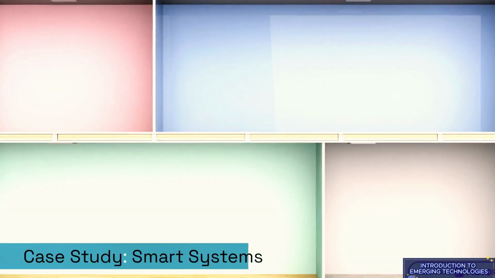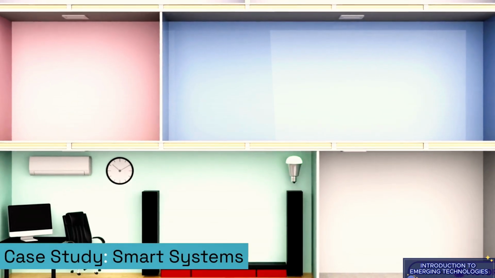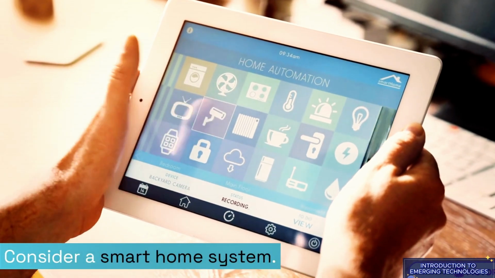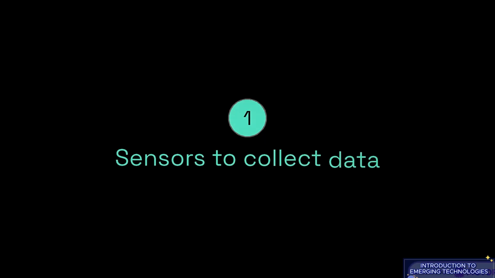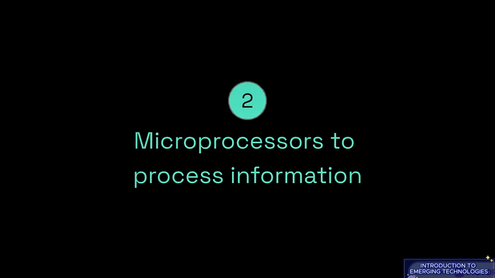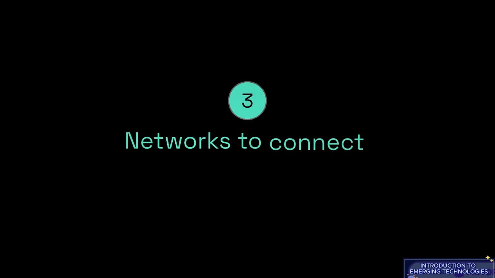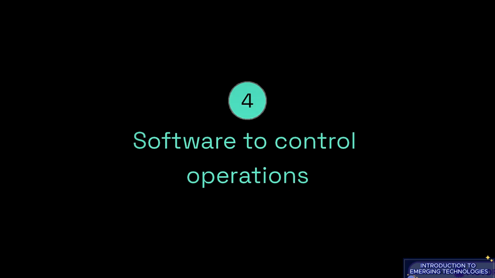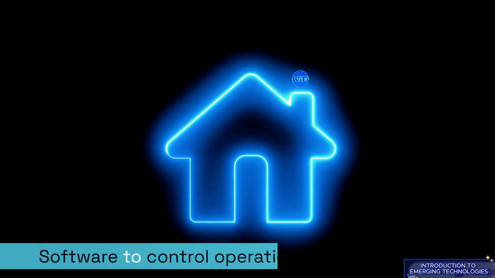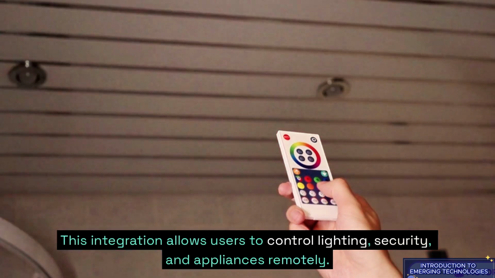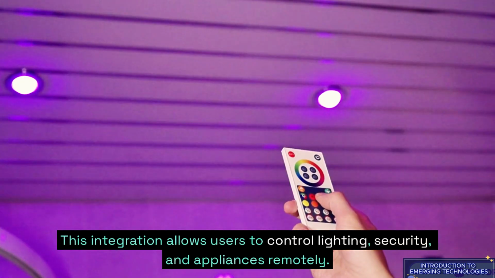Case study: smart systems. Consider a smart home system. It includes sensors to collect data, microprocessors to process information, networks to connect devices, and software to control operations. This integration allows users to control lighting, security, and appliances remotely.